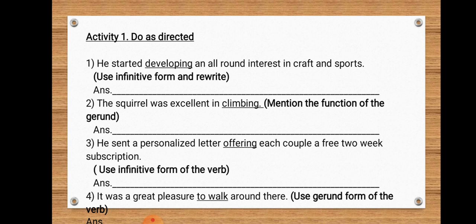He sent a personalized letter to offer each couple a free 2-week subscription. It was a great pleasure to walk around there.